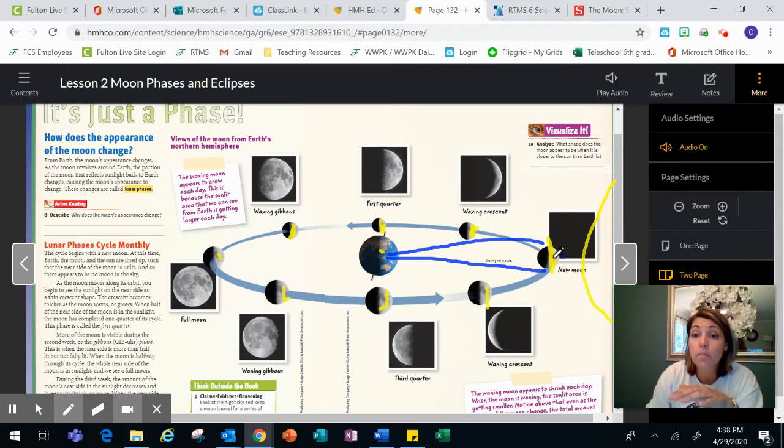Now, as our moon goes from being completely dark, like the view that we see from Earth, to getting brighter and almost all the way, and then becomes a full moon, we call that waxing. So waxing, think about if you wax a car: wax on, wax off.